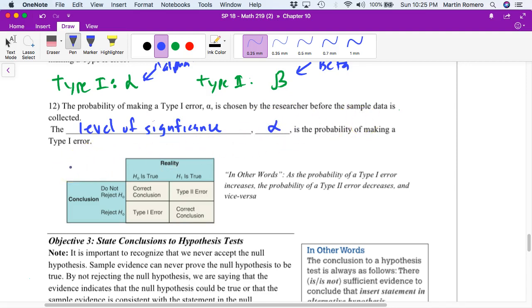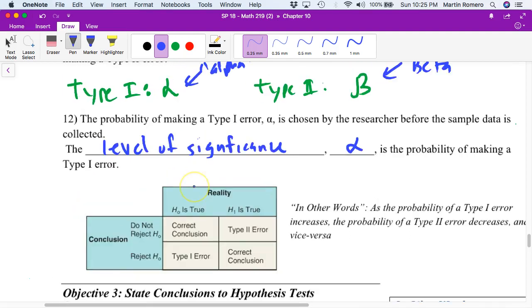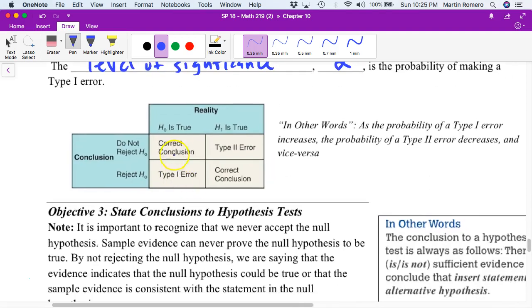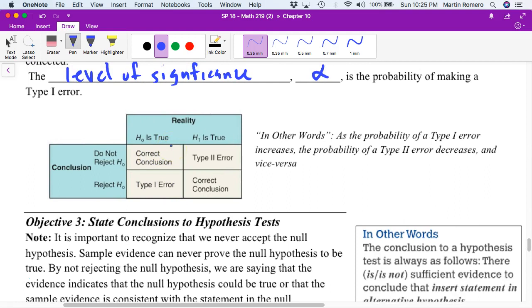There's a kind of a cool graphic here that you want to be able to reproduce so that you understand that. Our 4 outcomes are put into a table. If your null hypothesis is true and you do not reject, that's a correct conclusion. If the null hypothesis is correct and you reject it, that's a type 1 error.